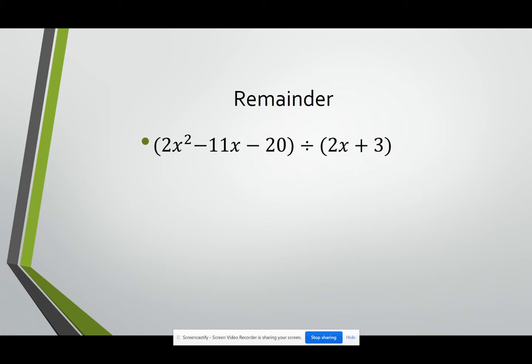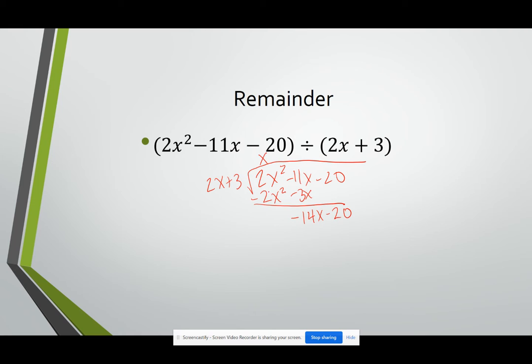Now we do something like this. We're going to get a remainder. So 2x squared minus 11x minus 20 divided by 2x plus 3. So we multiply it by x. So minus 2x squared, minus 3x. So the positive becomes the negative now. This becomes minus 14x minus 20.